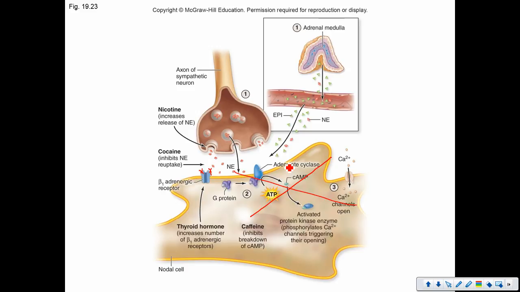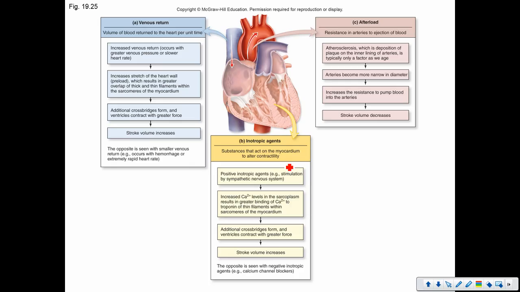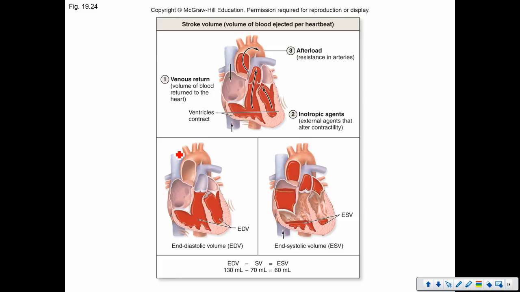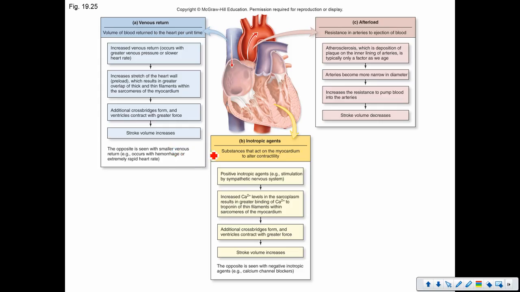I think that is about it for the heart. Again, here are some graphics that give you a little bit more information about these chronotropic and inotropic agents. The inotropic agents are things that act in the myocardia to alter its contractility, like how strong it contracts, and then that's going to affect the stroke volume.